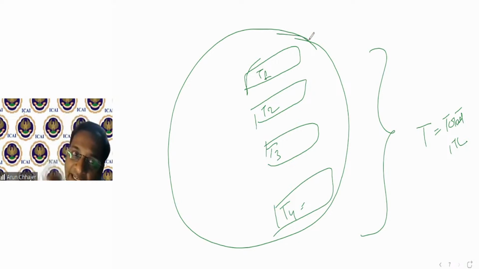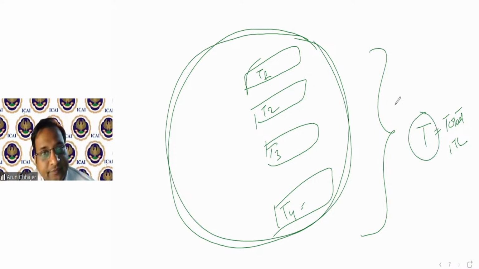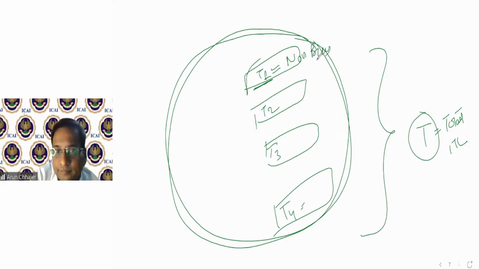This is the total ITC of your business, which we are calling T. Out of T, you are naming some portion of ITC as T1, exclusively for non-business purpose. T2 is exclusively for exempt supply. Exclusively means one-to-one relation. T3 is exclusively block credit.